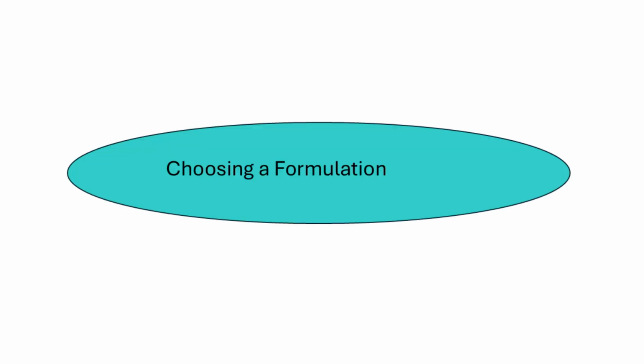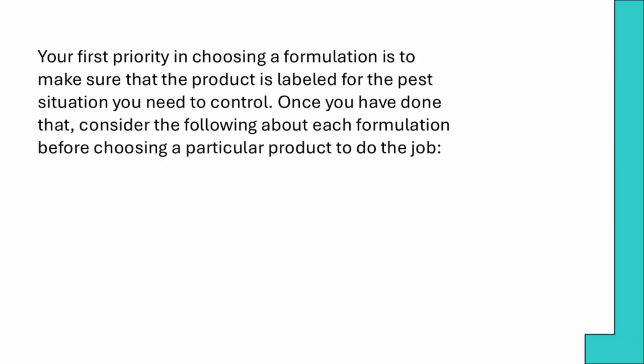Next, let's take a look at choosing a formulation. Your first priority in choosing a formulation is to make sure that the product is labeled for the pest situation you need to control. Once you have done that, consider the following about each formulation before choosing a particular product to do the job.